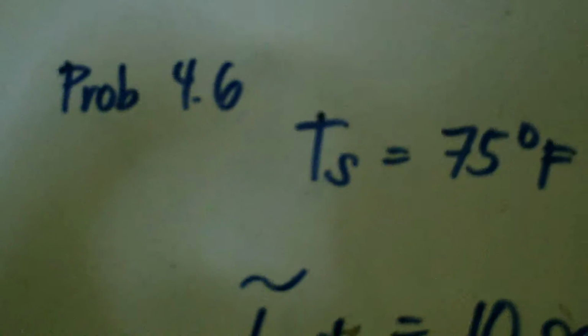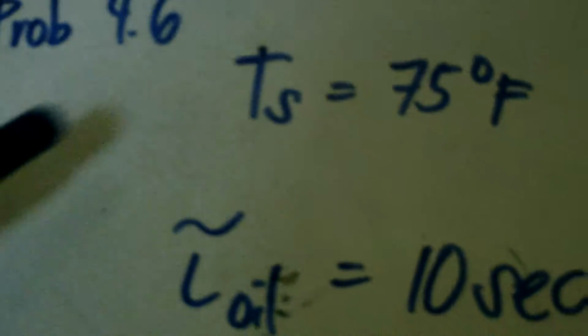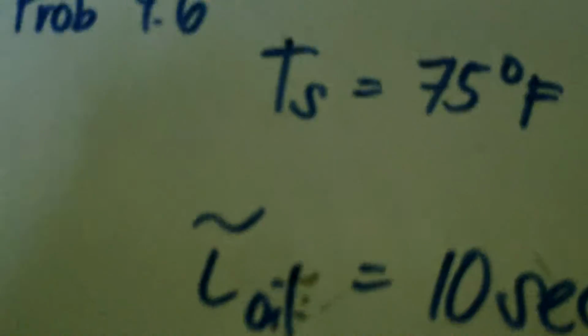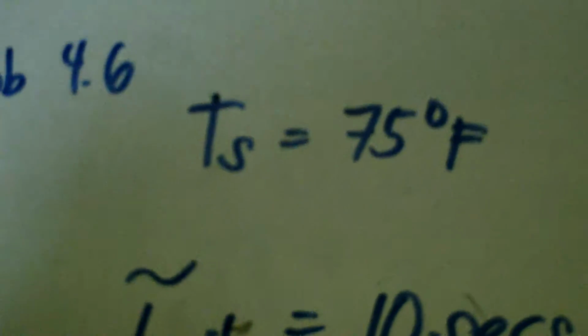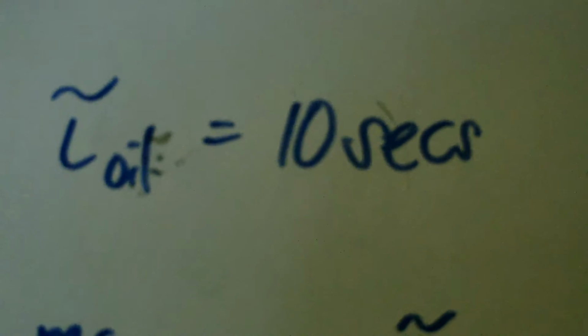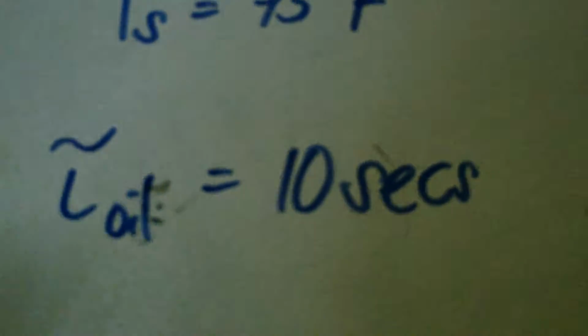After getting the expression, from problem 4.6 we have Ts equals 75 degrees Fahrenheit. The s means that it is in a steady state condition. We have the time constant of oil, tau oil, equal to 10 seconds. From the problem, it states that it may be estimated that the heat transfer coefficient to the thermometer in air is 1/5 that in the oil bath.